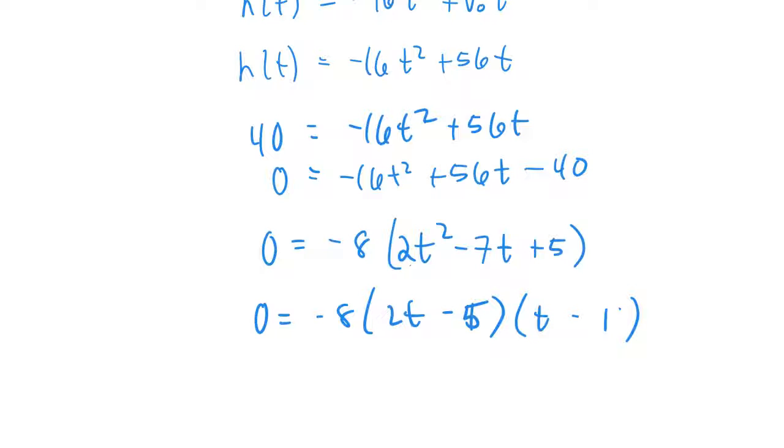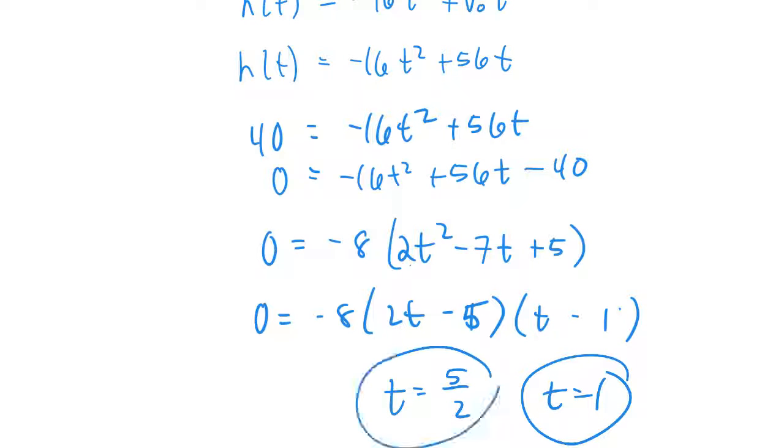My two answers I'm going to get then are time equals 5 over 2 and time equals 1. So after 1 second and after 2.5 seconds. So it's on the way up. Time equals 1 second, it hits here. It keeps going, comes back around. At this point here, time equals 2.5.